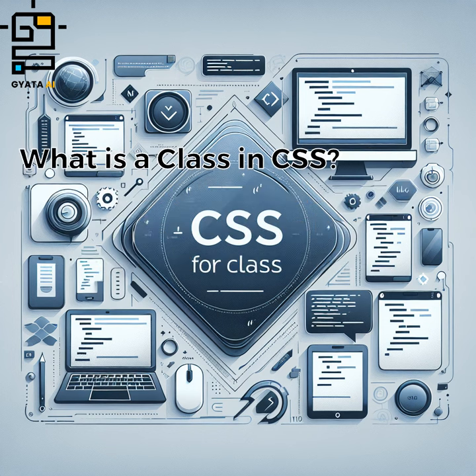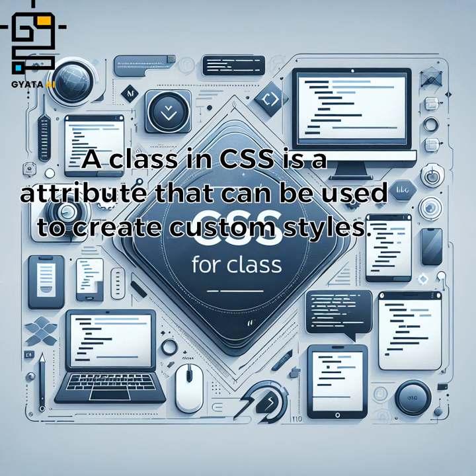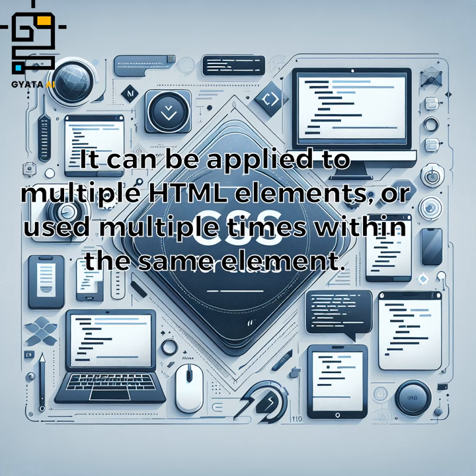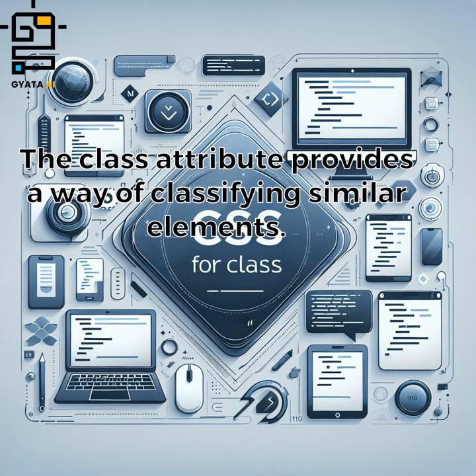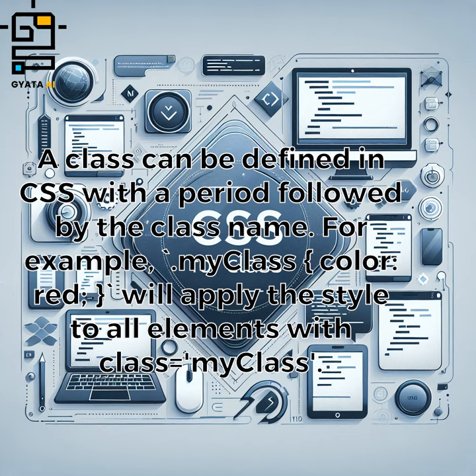What is a class in CSS? A class in CSS is an attribute that can be used to create custom styles. It can be applied to multiple HTML elements or used multiple times within the same element. The class attribute provides a way of classifying similar elements. A class can be defined in CSS with a period followed by the class name. For example, .myClassColorRed will apply the style to all elements with class equals myClass.